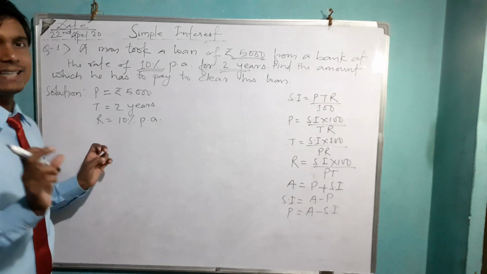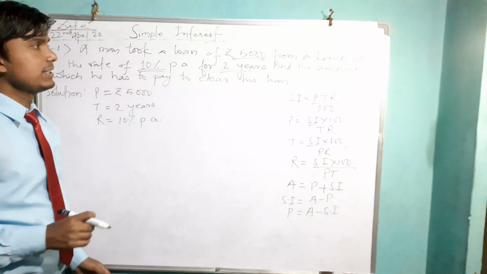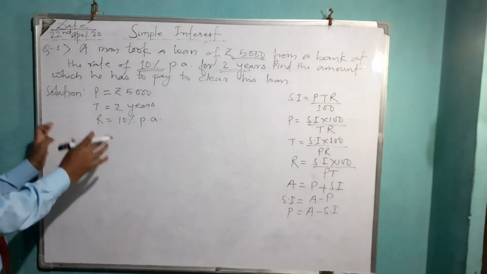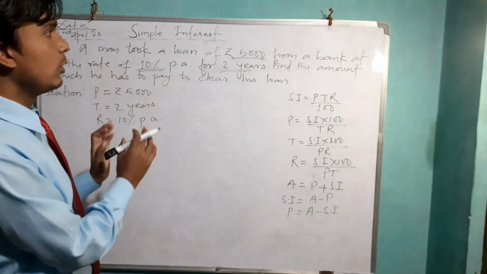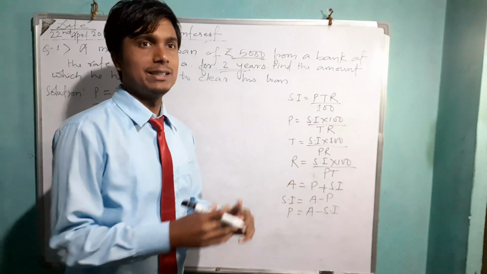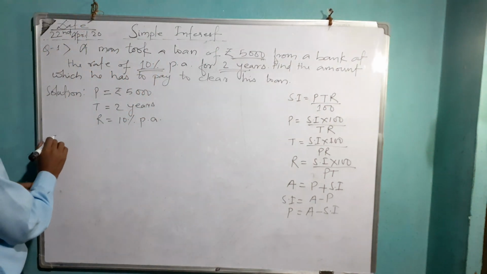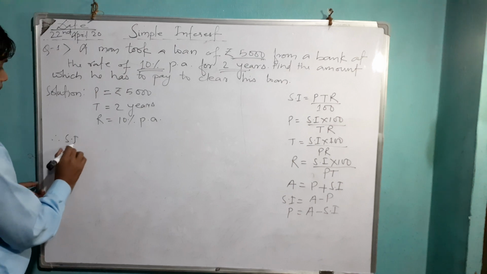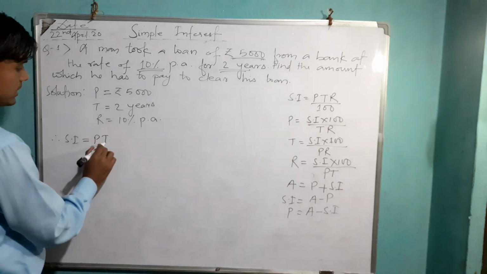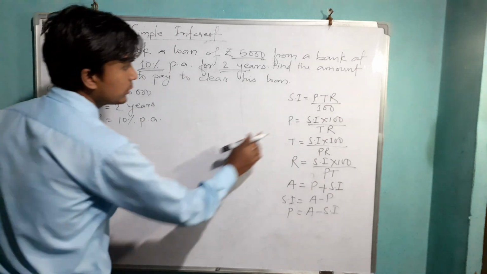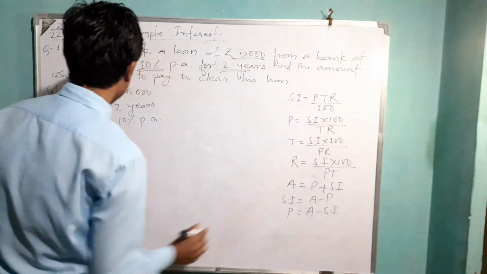This means the bank is charging interest. So the person has to pay the loan amount as well as the interest together, then only his loan will be clear. So in this case, at first we'll find the simple interest. Therefore SI equals PTR by 100, as we have written here.